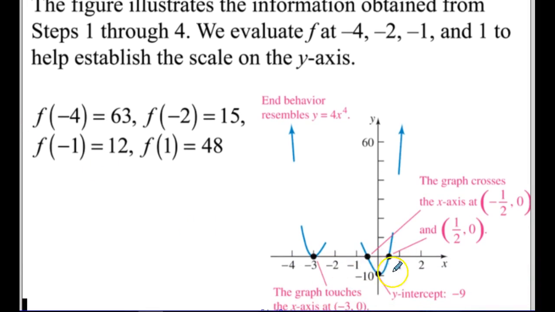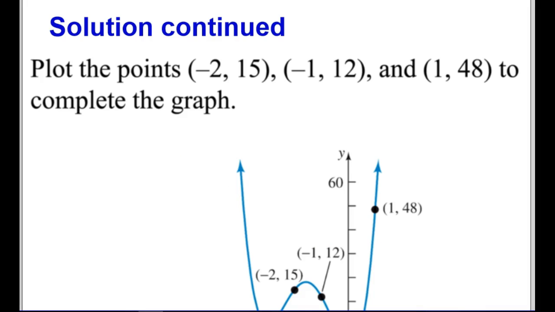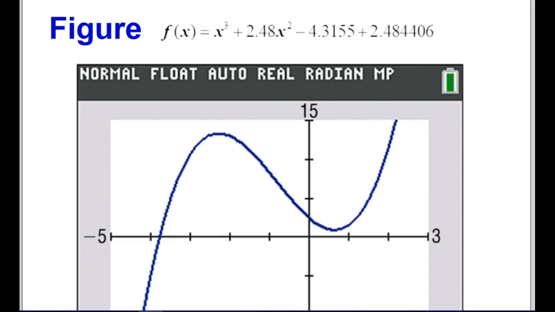So I know my x-intercepts and I know my y-intercept and I know my end behavior is going to resemble that function. So then I just have to figure out what it's going to look like in between. So I figure out some more points and just plot those and go from there. So then I go ahead and graph that and see what it looks like to see where my turning points are going to be.